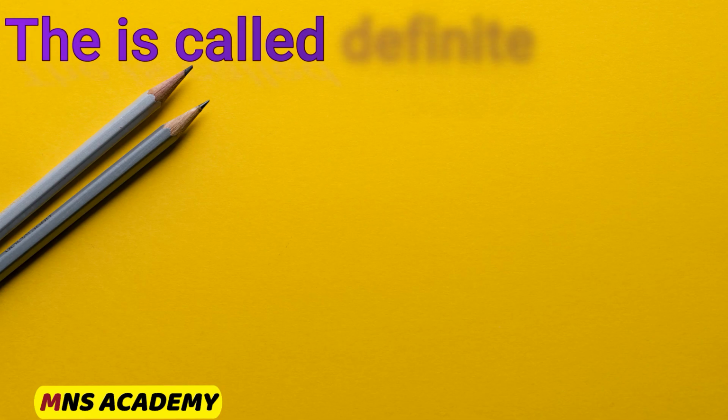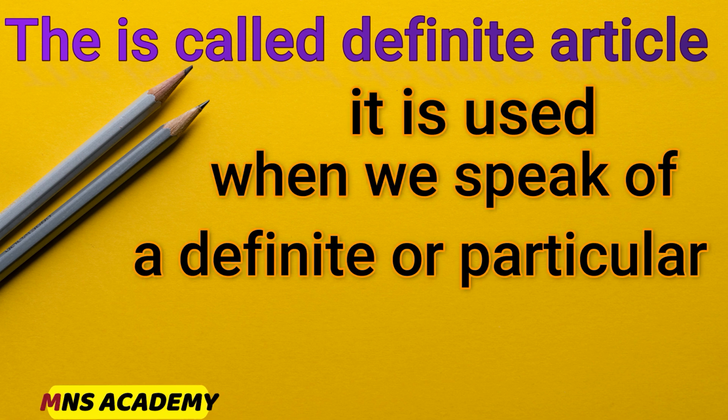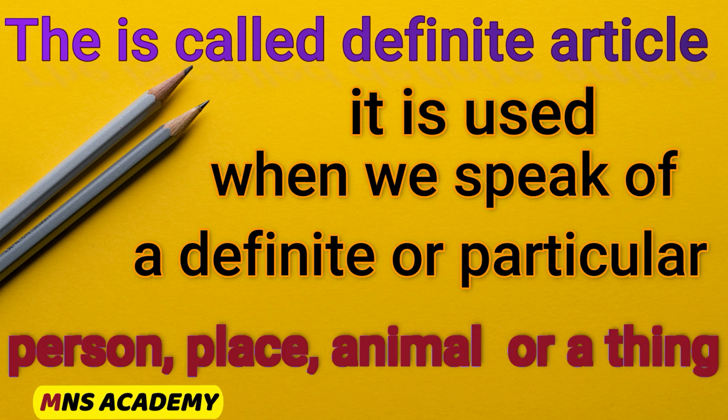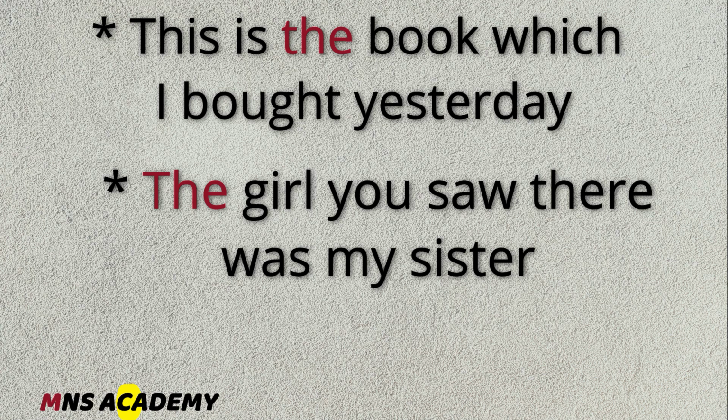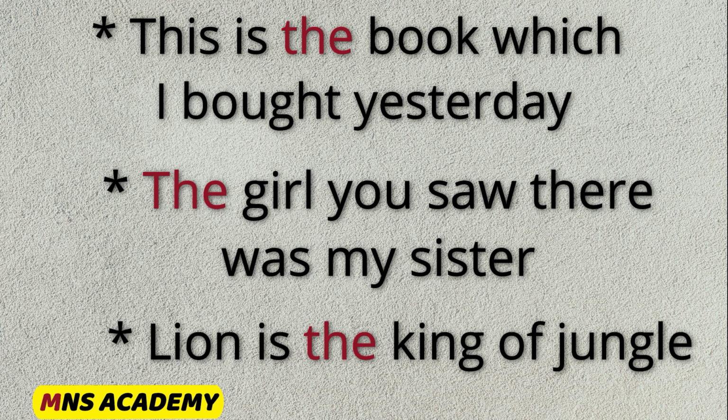The is called the definite article because it is used when we speak of a definite or particular person, place, animal, or thing. Let's look at some examples. This is the book which I bought yesterday. The girl you saw there was my sister. Lion is the king of jungle. In these examples, we are talking about a particular place, person, and thing. So, we put the article the. It is a definite article.